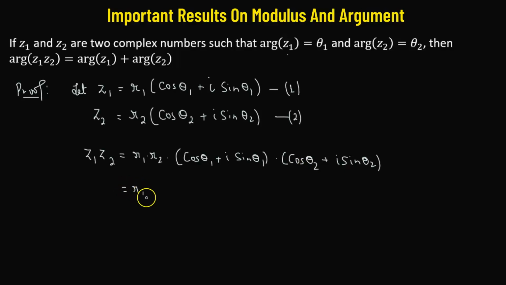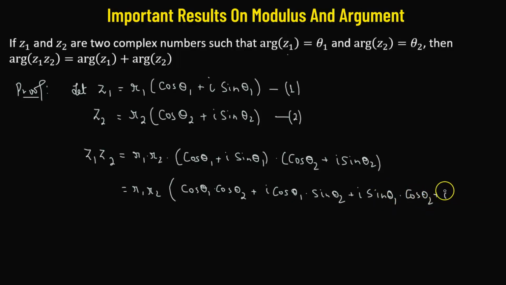So let's begin. So here we have r1 times r2 times cosine theta 1 times cosine theta 2, plus i times cosine theta 1 times sine theta 2, plus i times sine theta 1 times cosine theta 2, plus i squared times sine theta 1 times sine theta 2.